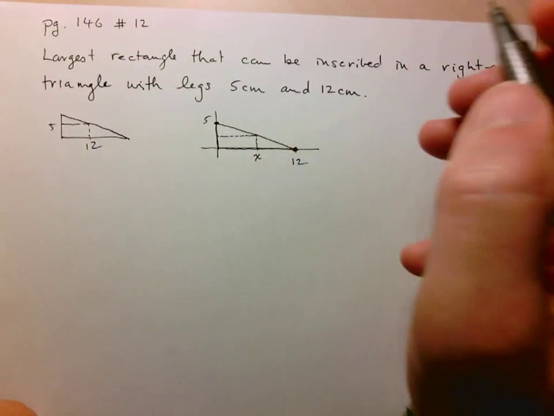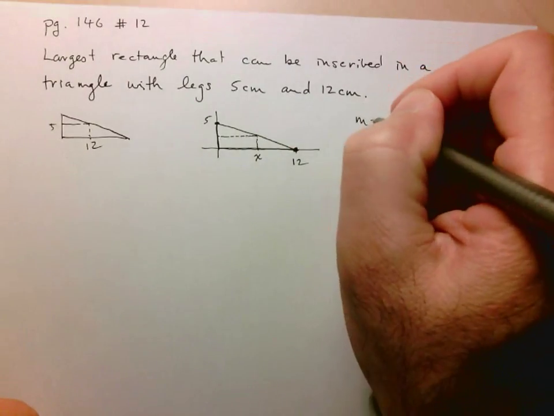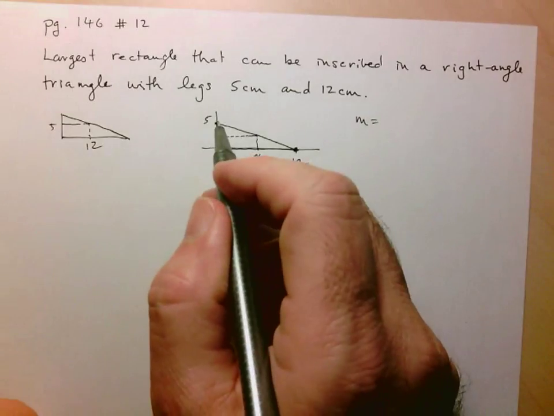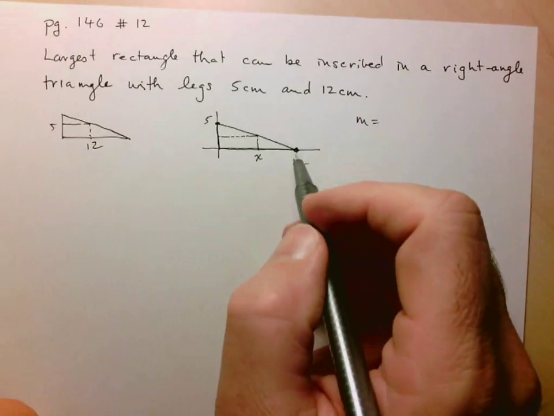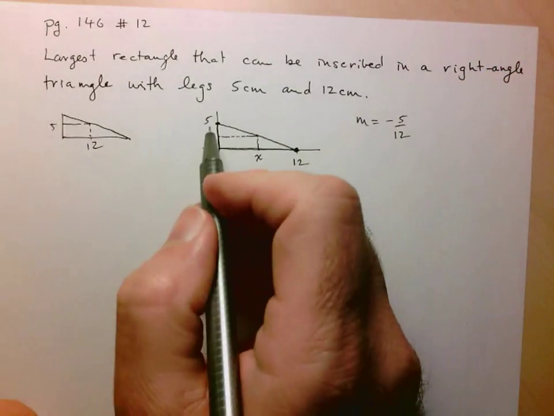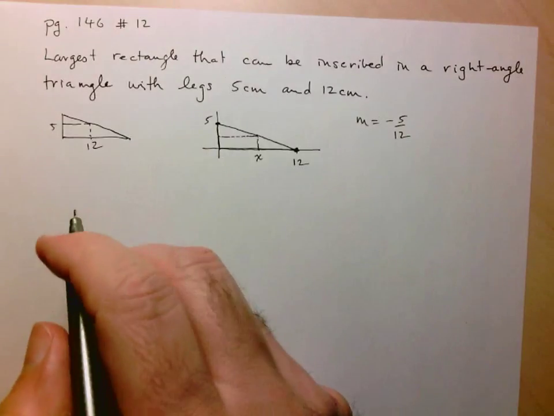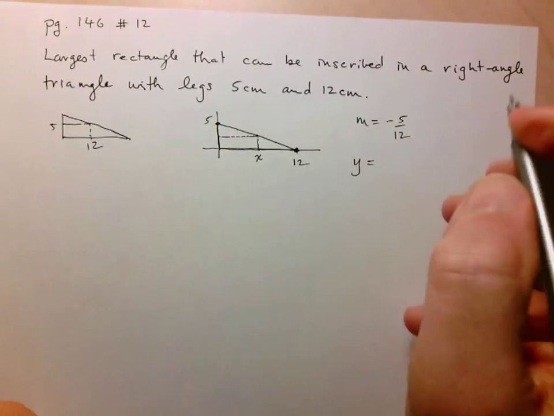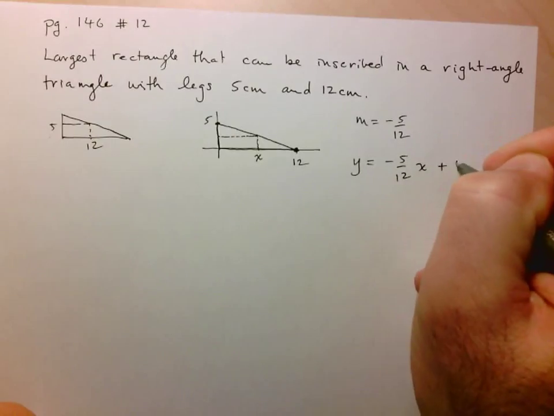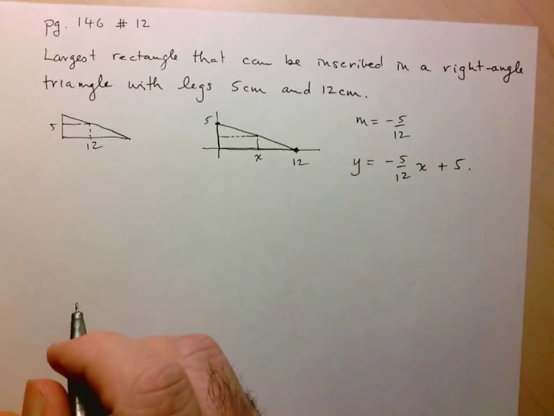That's pretty easy. So what's the slope of this line? Well, it's just rise over run. So my run would be 12, my rise would be -5. So -5 over 12, and of course my y-intercept is just 5. And so the equation of this line is just -5/12 x + 5. And there we go.